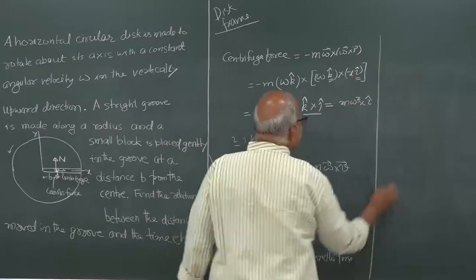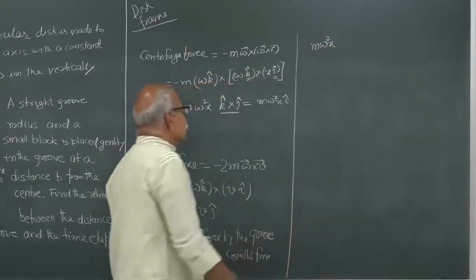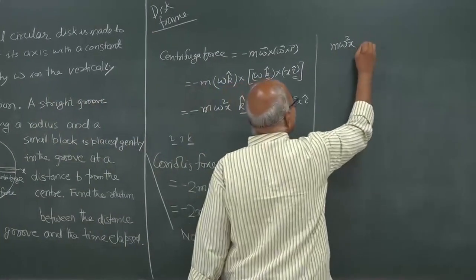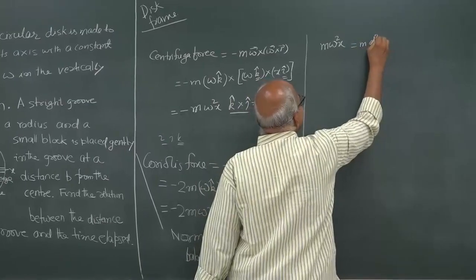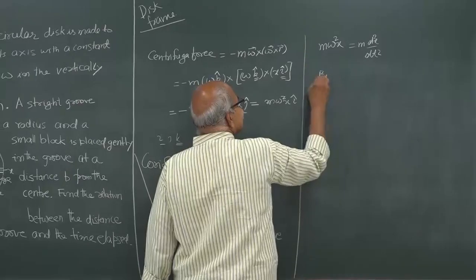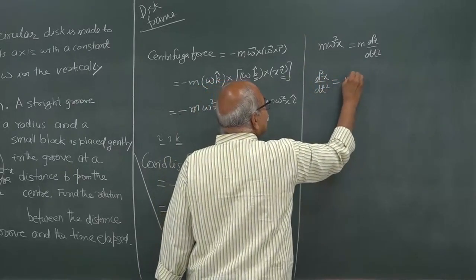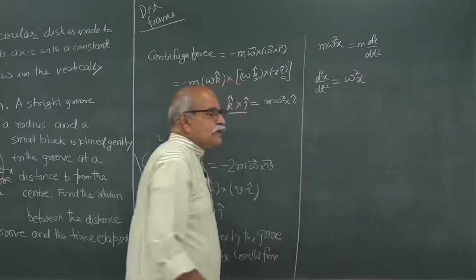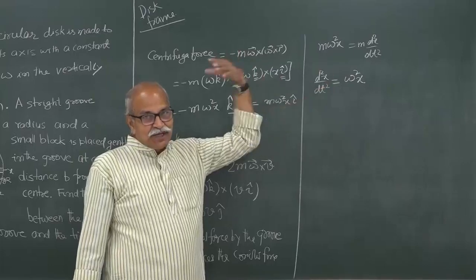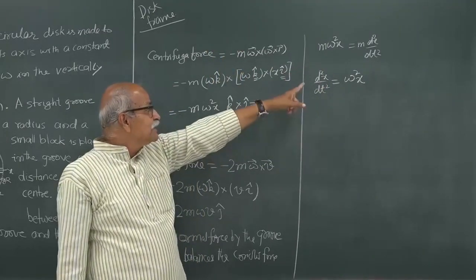And so your equation of motion is m omega square x, this is the force in the x direction, and the motion is also in this direction. This is equal to m d2x/dt square. So d2x/dt square is equal to omega square x. Had it been minus omega square x, the solution would have been simple harmonic type, but it is plus.